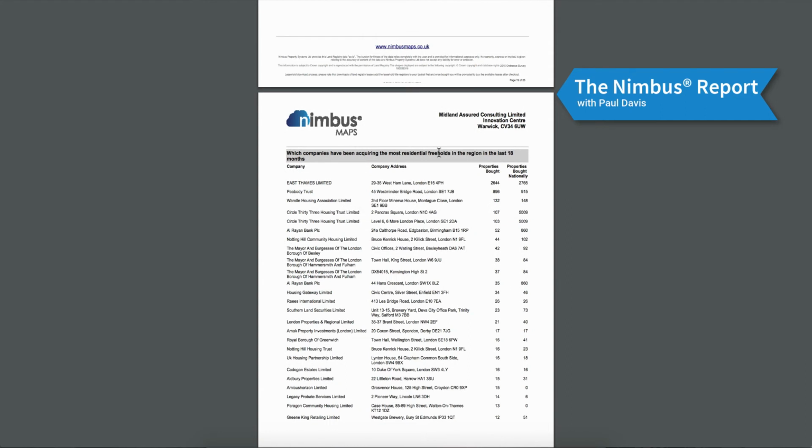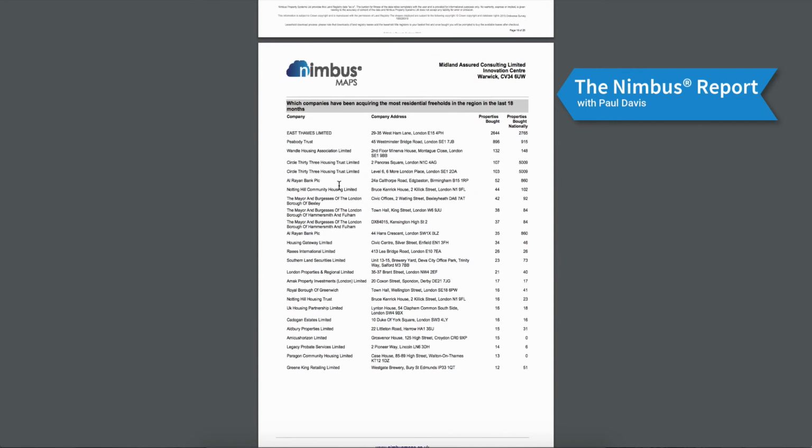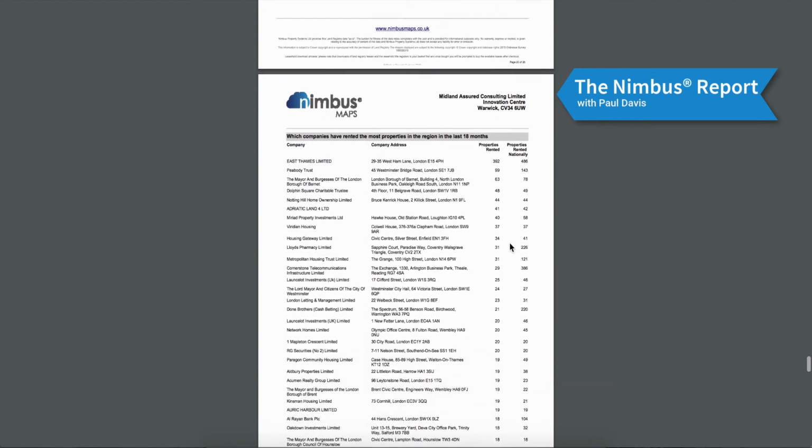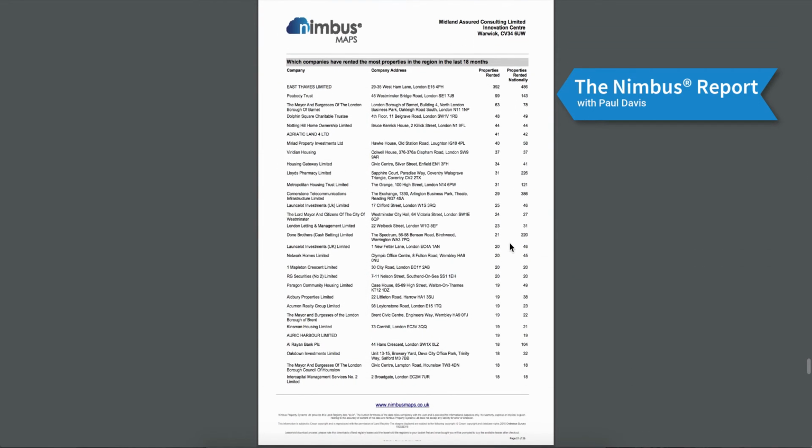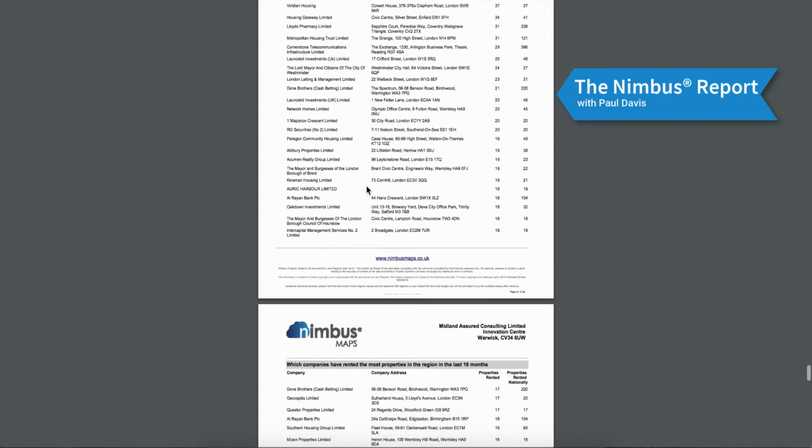Same then on the residential side, so who's buying the most residential freeholds in the last 18 months, and those active companies shown down here on the left side, and how many they've bought and how many they've bought nationally again. And then the same for properties that have been rented. So you'll then find those very active companies that are taking lots of leases and things like that across the area that we're looking at.